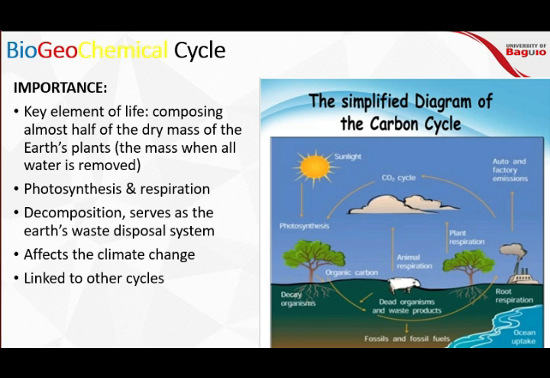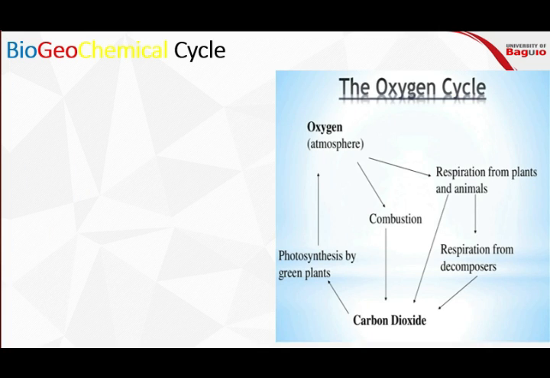Alright, and it is also linked to other cycles. So later on, we're going to see those other cycles linked with the carbon cycle. The next one is the oxygen cycle. And we have mentioned a while back, when we talked about the carbon cycle, that it is linked to other cycles. One of the cycles linked to the carbon cycle is the oxygen cycle. If you look at the simple diagram of the oxygen cycle, you can see there carbon dioxide, and we also have combustion. So it means that carbon dioxide is also present in the carbon cycle. So they are actually linked together.